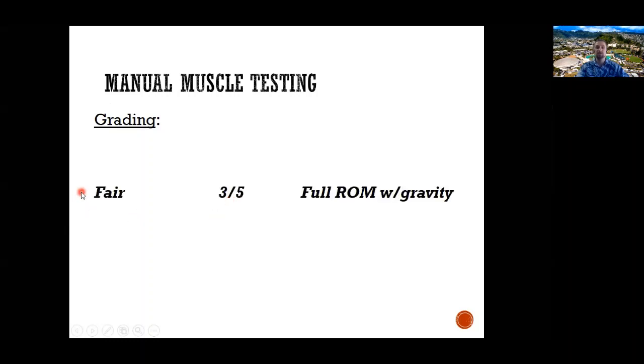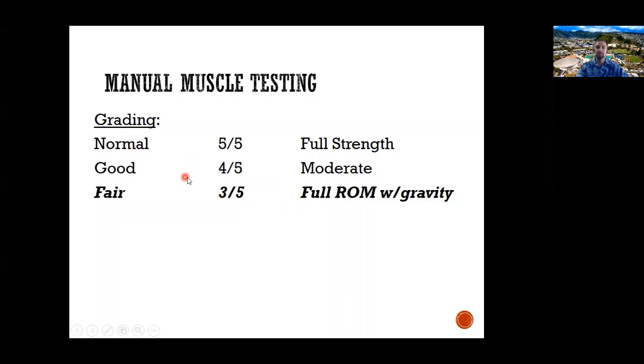So if someone can do full active range of motion against gravity, our muscle strength is a 3 out of 5, which we call fair. Anything above that, they're stronger, or they can resist more force than gravity provides. So you can see a 4 and a 5, so moderate strength, and then full strength, 5 out of 5.